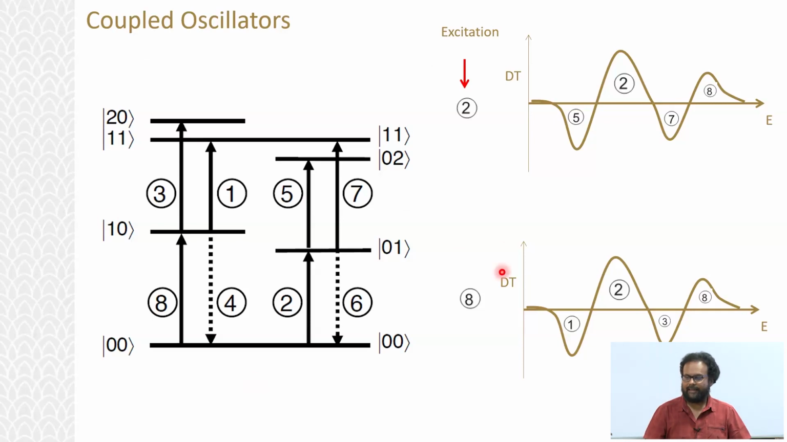Okay. Now again, going back to pump probe, it's always nice to think of pump probe. Let's say I have a situation where I am photoexciting exclusively the oscillator on the right. Okay, so excite the oscillator on the right. What would be the contribution overall to my pump probe signal?